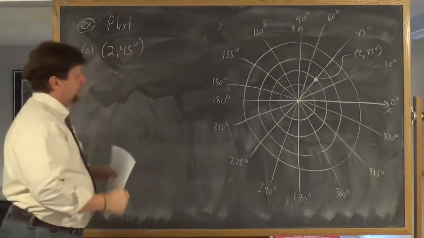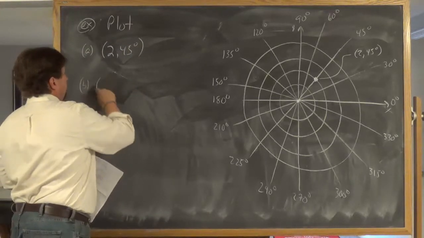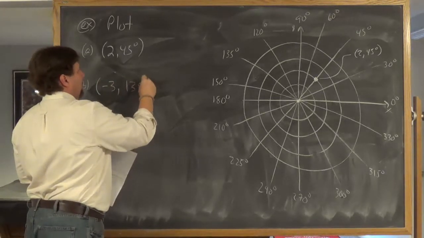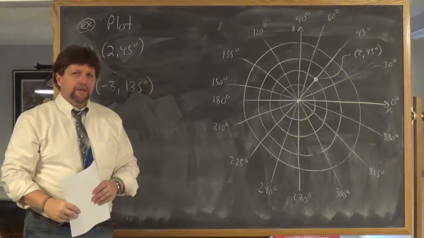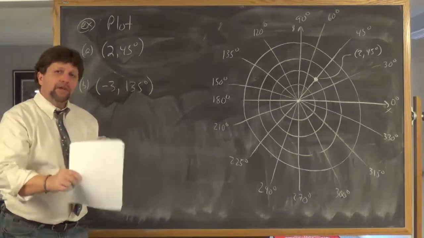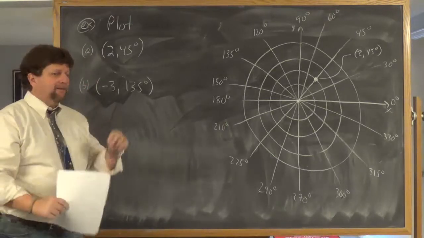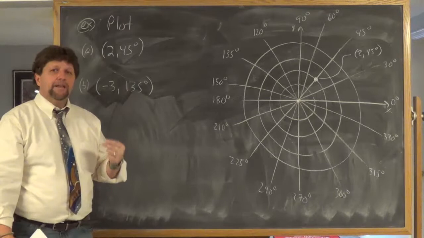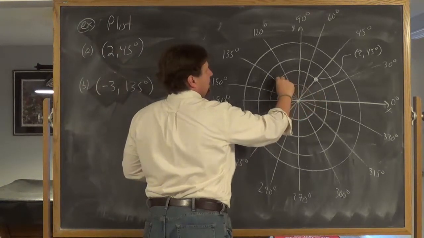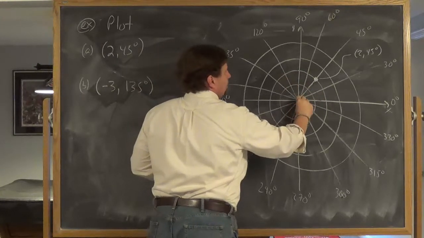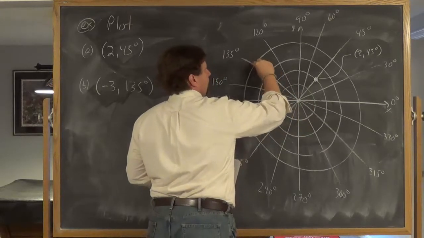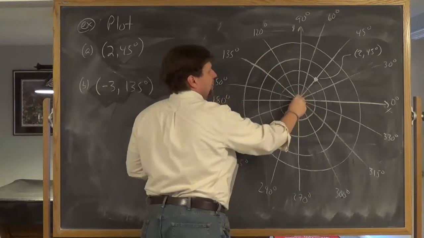Let's try another one. Let's try plotting the point -3, 135 degrees. Now notice here my r value is negative. So watch what that means. I start off by doing my rotation of the polar axis first. So I take my polar axis and I rotate it over here to 135 degrees. So my polar axis would be right here. That's its resting point after the rotation of 135 degrees.